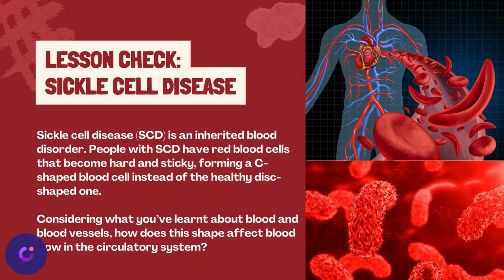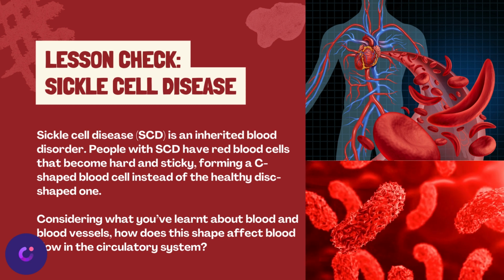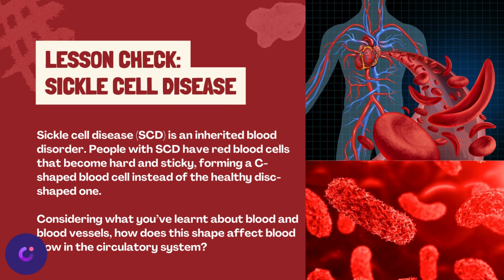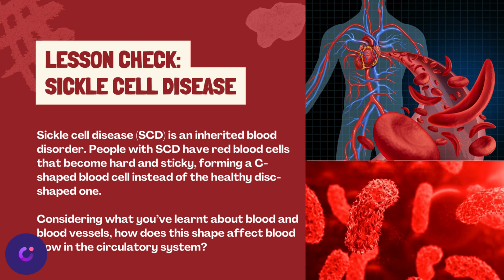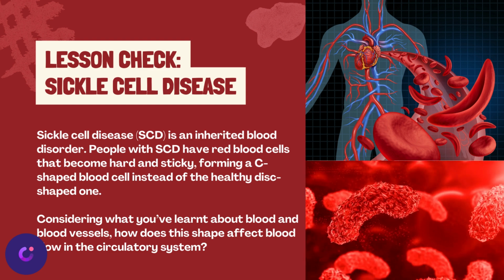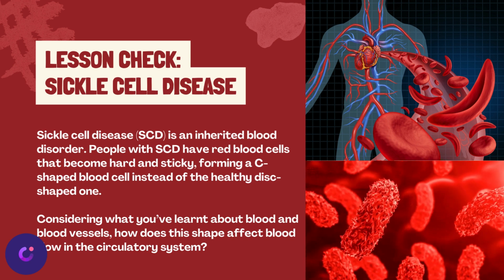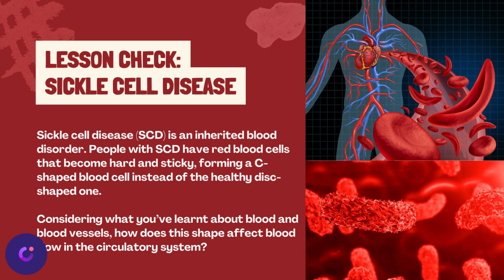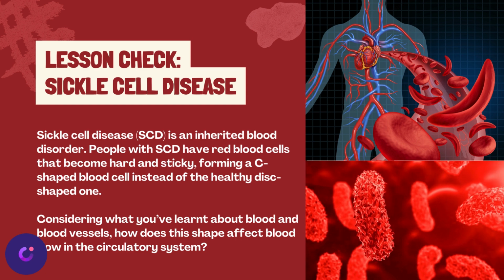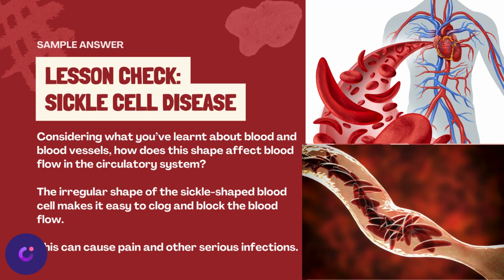Sickle cell disease is an inherited blood disorder. People with sickle cell disease have red blood cells that become hard and sticky, forming a C shaped blood cell instead of the healthy disc shaped one. Considering what you have learned about blood and blood vessels, how does this shape affect blood flow in the circulatory system? The irregular shape of the sickle cell shaped blood cell makes it easy to clog and block the blood flow. So, this can cause pain and other serious infections.